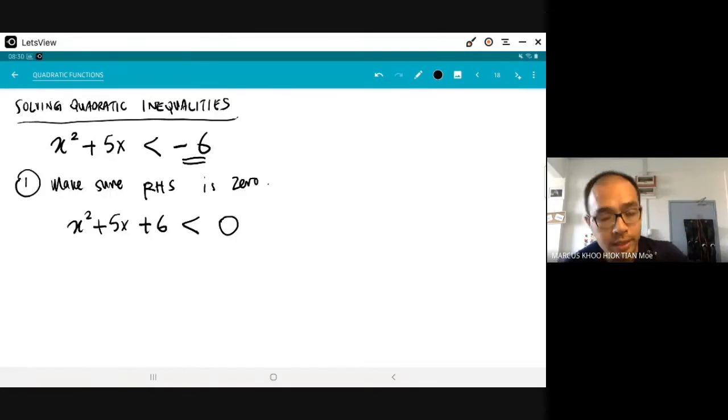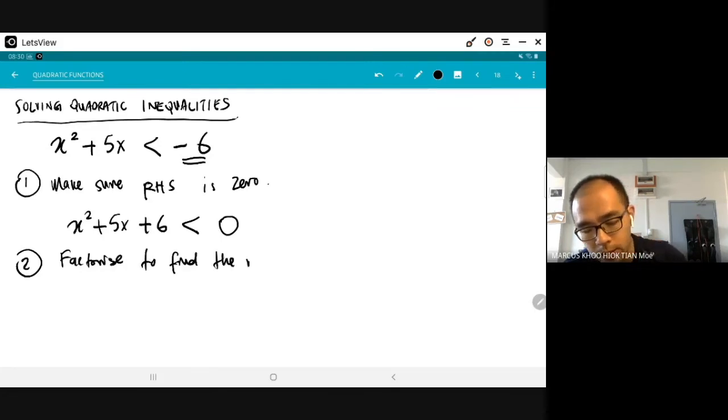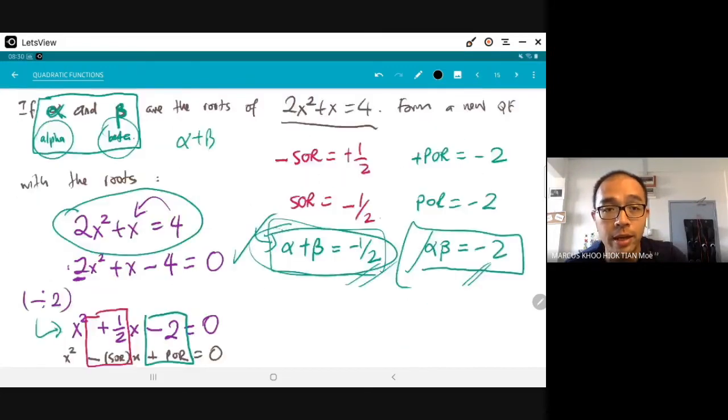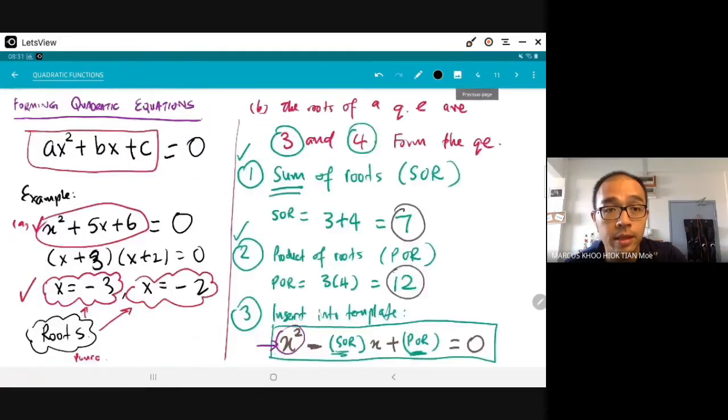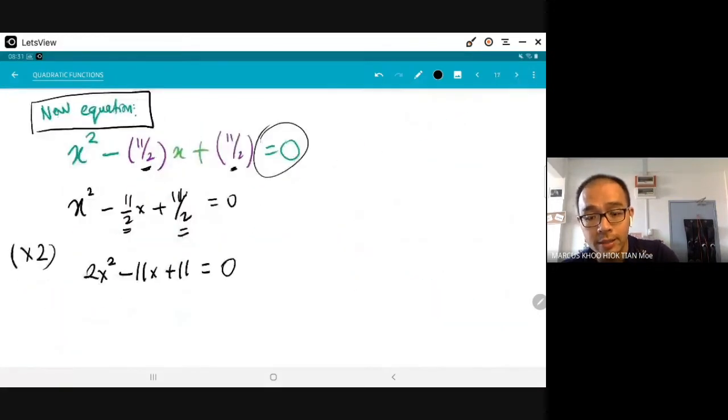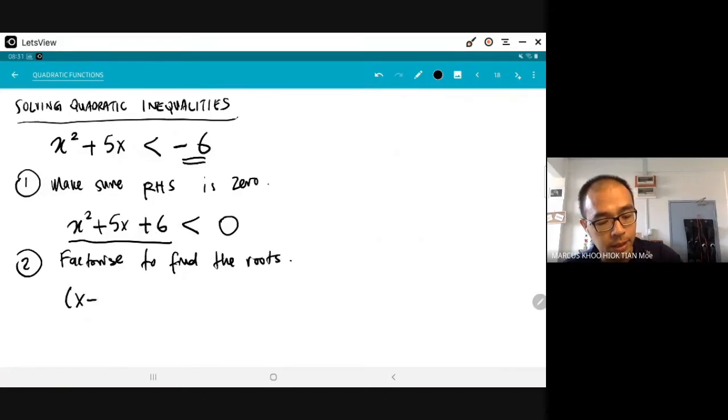Okay, step 2. Okay, factorize to find the roots. Okay, so x squared plus 5x plus 6, kalau kamu perhatikan dari hari tu sampai sekarang kan saya selalu guna contoh yang sama ni, x squared plus 5x plus 6, balik-balik ini. Okay, I will always use this lah, because the roots are easy to remember. Negative 3 and negative 2. So when you factorize, okay, you get x plus 3 and x plus 2. Okay, is less than 0.